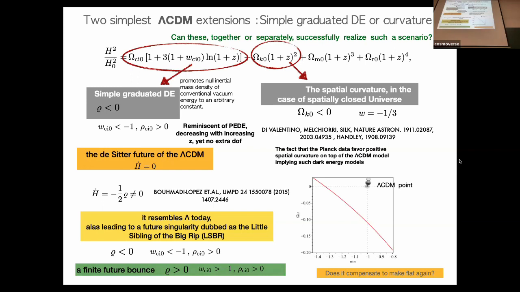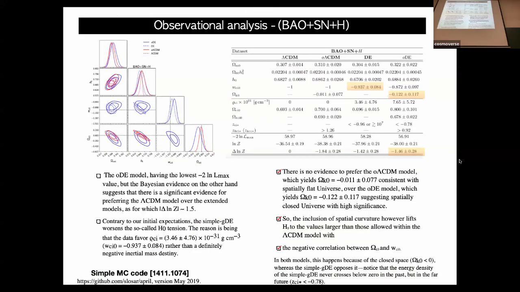If the inertial mass density is negative, this is important because it resembles lambda today, but it leads to a different future singularity, dubbed the little sibling of the big rip, first proposed by Bouhmadi-López et al. in the literature. H dot depends directly on the inertial mass density and becomes positive, and H dot does not blow up when a and H go to infinity. Alternatively, if the inertial mass density is positive, there will be a future bounce. Let us look at what the data say.